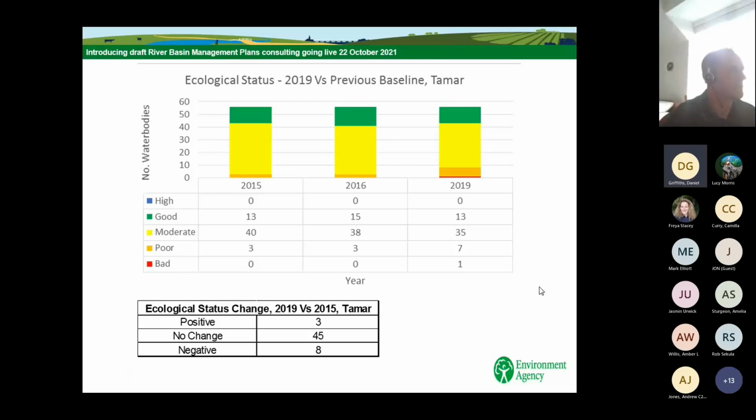If anything, there's a very slight downturn in classification. We've got more of the poorer performing water bodies classified at poor and now one at bad as well in 2019. The percentage compliance is at 23%, so 13 of the surface water bodies for ecological status, that is, which is marginally above the national average. I've included a table on there just picking out exactly how many changes we've seen between the two data sets. And again, there's a slight negative shift, but not really a huge amount of change overall.